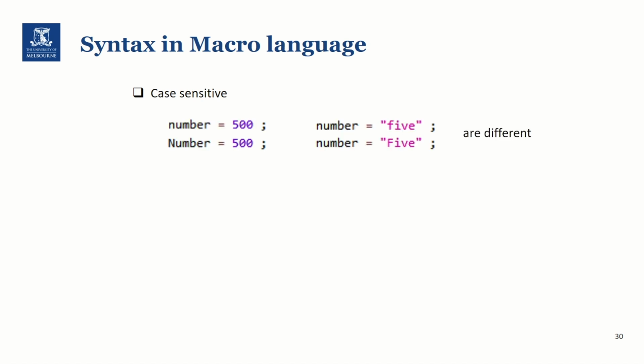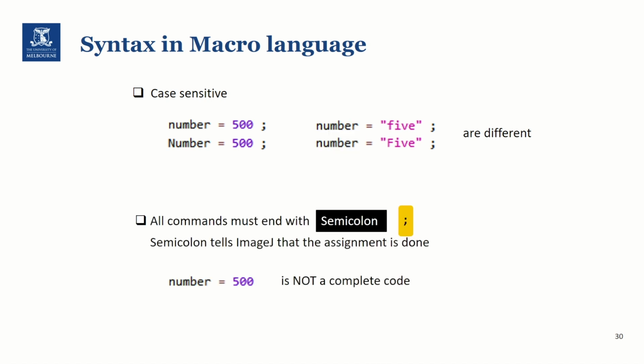As in this example, a word that starts with uppercase and one with lowercase are identified as different objects. So this number and this number will be completely different variables, and this 5 and this 5 will be completely different values. Another important syntax is that all commands must end with a semicolon. The semicolon tells ImageJ that the assignment is done, and missing a semicolon will generate an error.